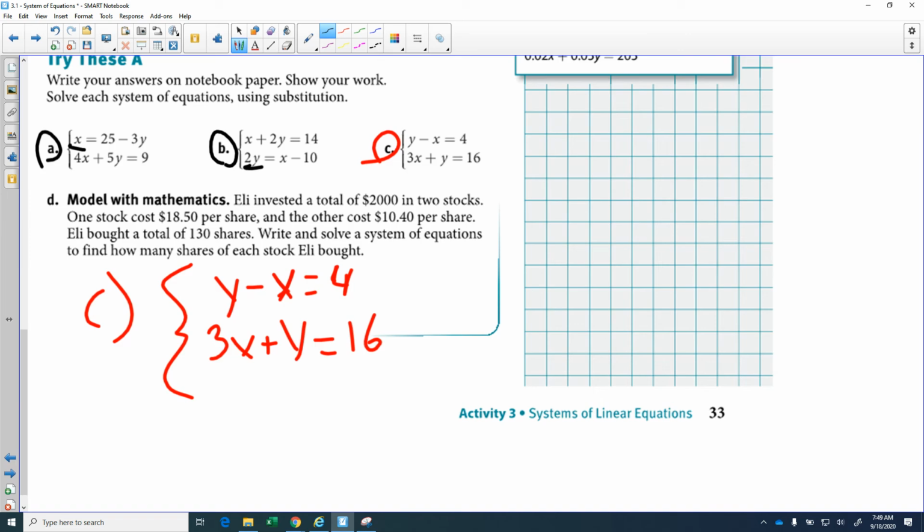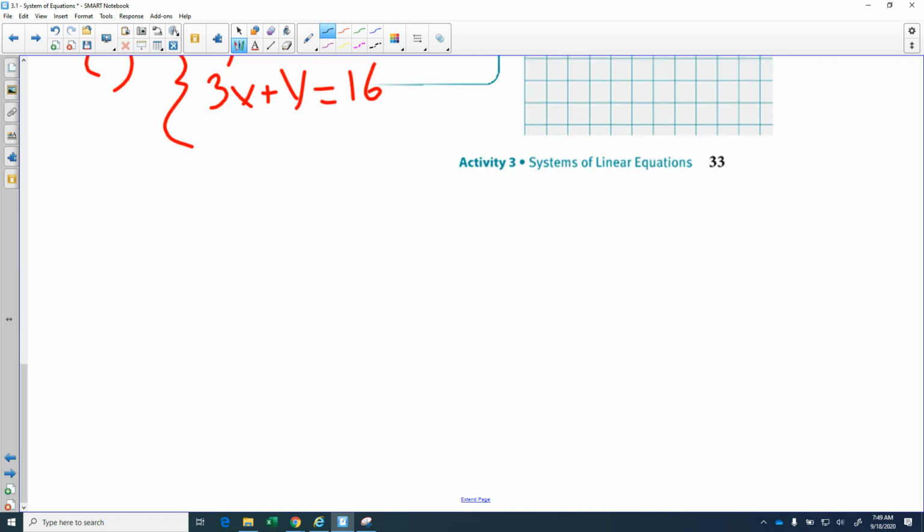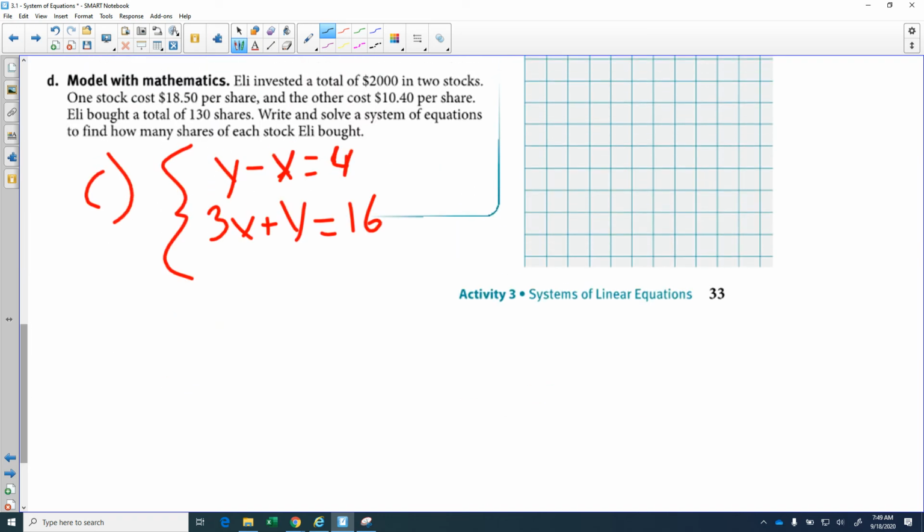Well, what we can do is manipulate the equations in our favor. What I mean by that is, if I look at this top equation, I have y minus x equals 4. If I want to get a y or x by itself, couldn't I just take this x and add it to the other side? Wouldn't that give me y equals 4 plus x? Do you see how I can manipulate that problem to get one by itself?